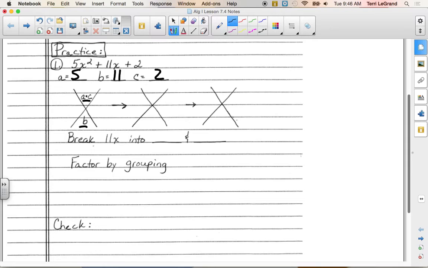After we take a times c, so what do we have? We have 5 times 2. Let's just be really complete in our notes here. We have 5 times 2. And our b value is 11. So we have to get numbers that will multiply to be 10 that will add up to 11. No different than yesterday, but we just have to make sure that we get that top value right, okay? So what do we have? 10 and 1.